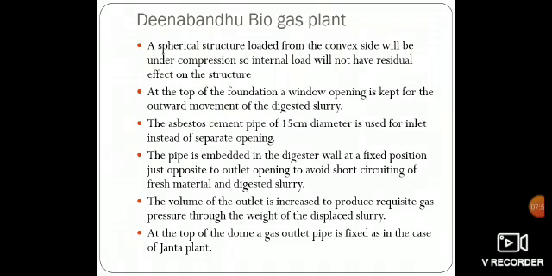The volume of the outlet is increased to produce the requisite gas pressure through the weight of the displaced slurry. At the top of the dome, a gas outlet pipe is fixed as in the case of the Janta plant. Generally, an asbestos cement pipe of 15 cm diameter is used for the inlet, and the inlet pipe and the outlet pipe are in opposite directions so that it avoids the mixing of the fresh material and the digested slurry. The volume of the outlet is increased so that the digested slurry is moved out whenever gas is produced.